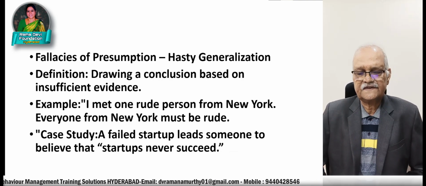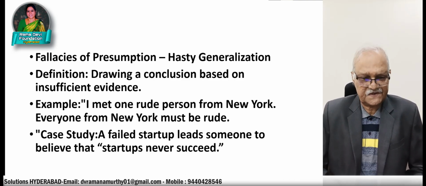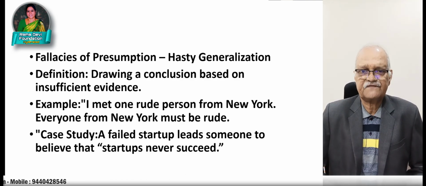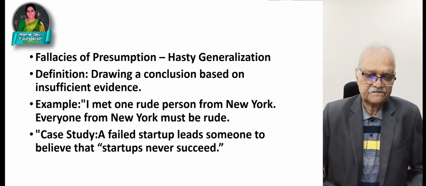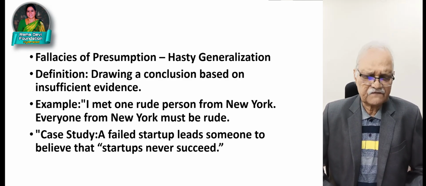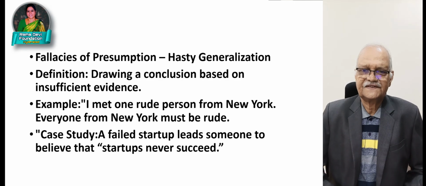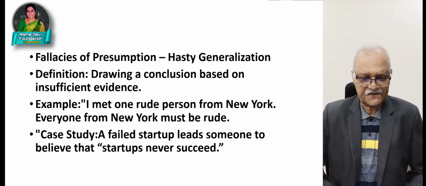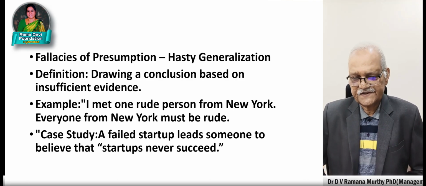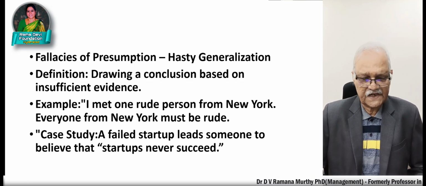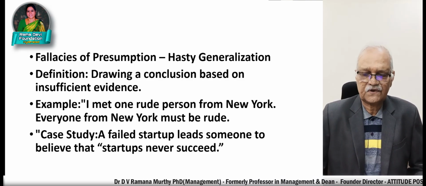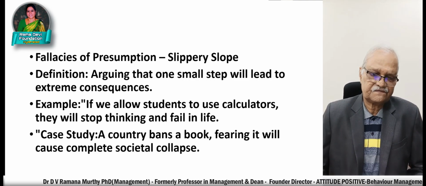Fallacies of presumption again, hasty generalizations, drawing a conclusion based on insufficient evidence. For example, I met one rude person from New York, so everyone from New York must be rude. This is a hasty generalization. Another case in point is a failed startup leading someone to believe that startups never succeed. This is also a clear example of hasty generalization.